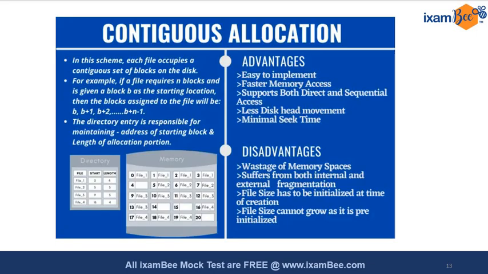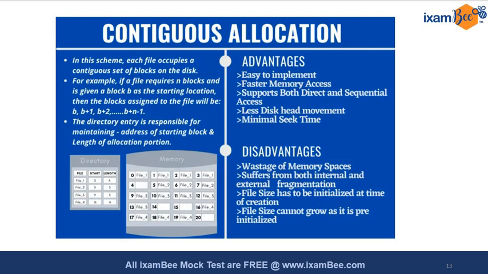As you can see in this image, this particular image will give an entire idea of what it is, and what the advantages and disadvantages of this particular scheme are. First understand what contiguous memory allocation is. As the name suggests, everything will be in a continuous manner. Whatever file you are going to save in memory, it will acquire continuous blocks in the disk, and the blocks will be continuous until the file is allocated fully.